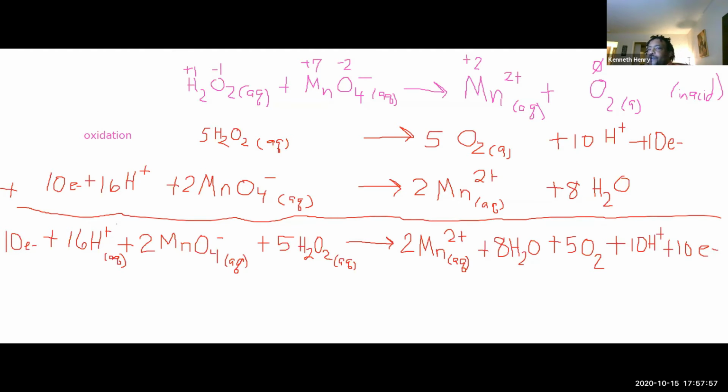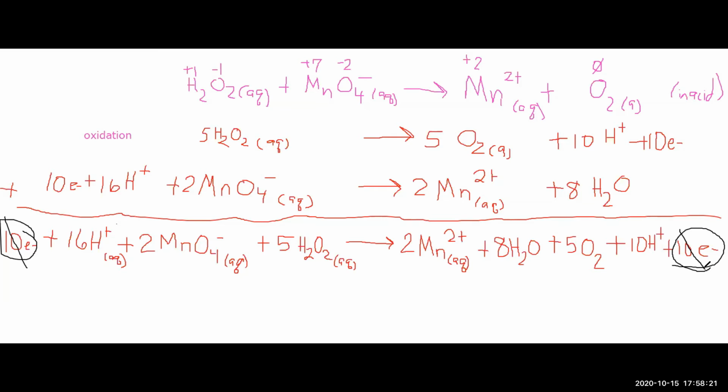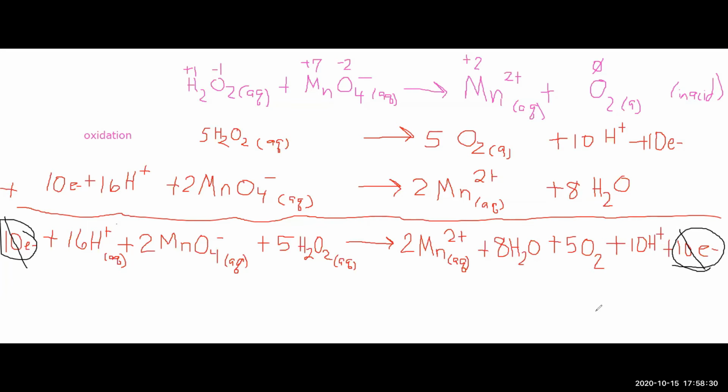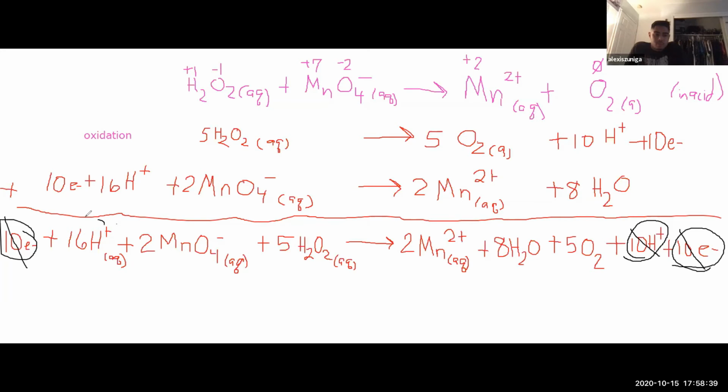Okay, so how many things are spectators? The electrons. Okay, so we're going to cross those out. Anything else? Hydrogen ion. We have 16 over here, and we have 10 over here. So how many can I cross out? You can cross out 10. Okay. That's 6.